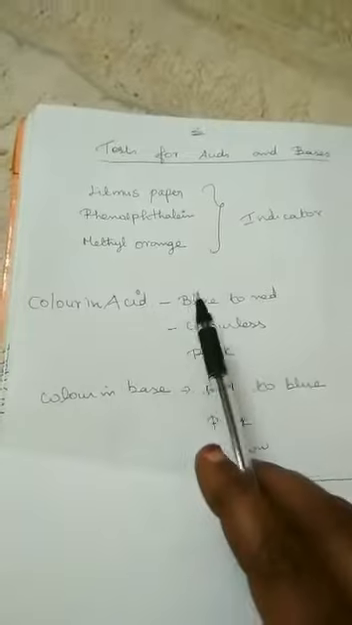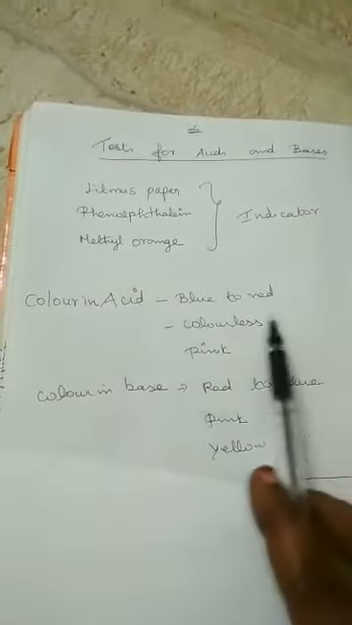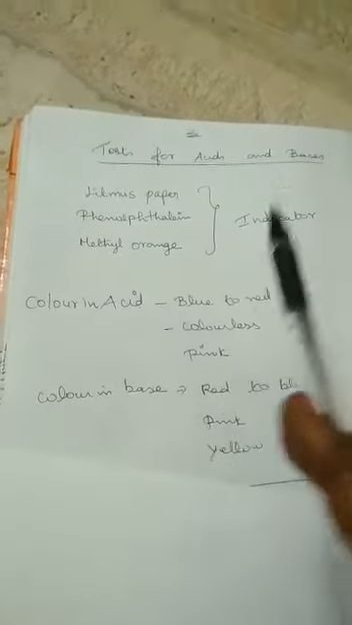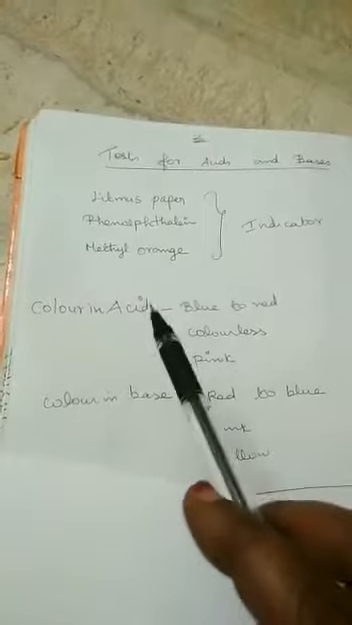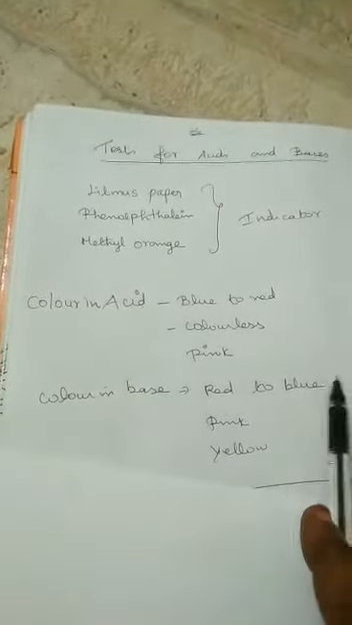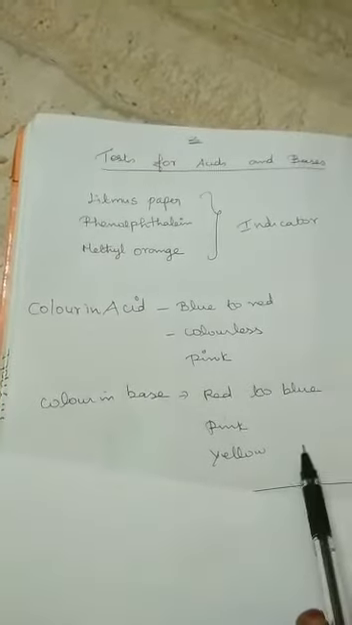If it is acid, litmus paper changes from blue to red, phenolphthalein becomes colorless, methyl orange changes to pink color. If we have taken a base solution and dip red litmus paper, it changes to blue color, when we add phenolphthalein it changes to pink color, and when we add methyl orange it changes to yellow color.